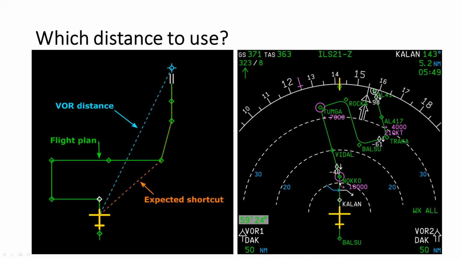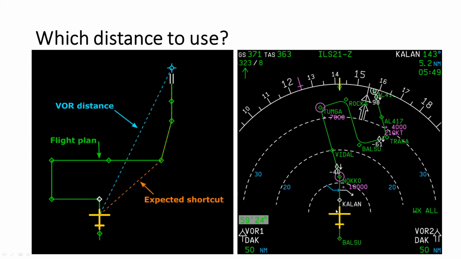There are some other clues you can use to know if you get a shortcut or not. We'll get back to that later. But for now, you can see that, okay, there's some traffic here and there's some traffic right there. And this traffic right in front of us will probably get a shortcut to Balsu or somewhere over there. And we can expect to get a shortcut, something similar. So the track miles we get from the FMS will not be correct.